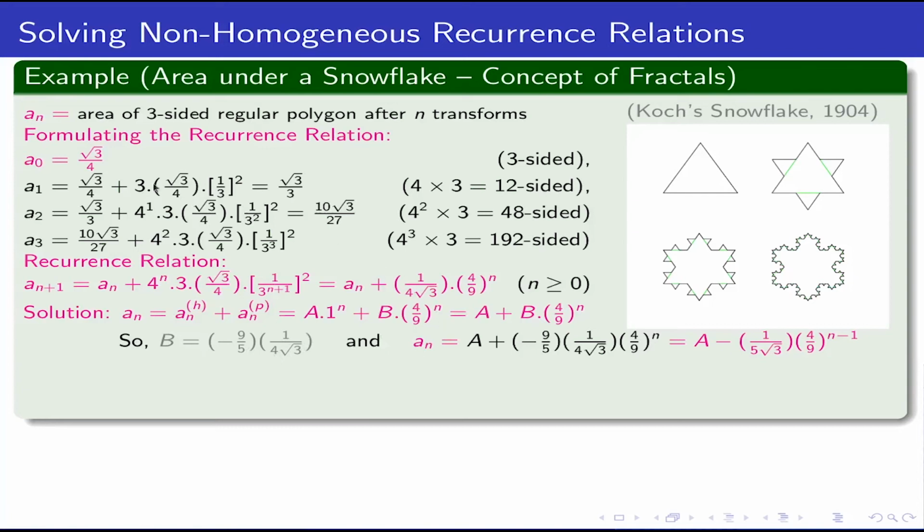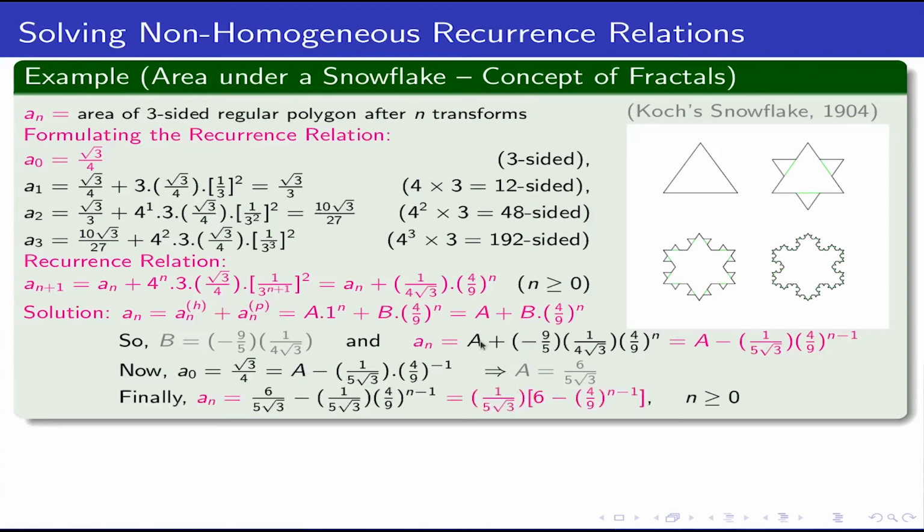And when I say that my initial condition a0 is √3/4, putting n equal to 0, it will be a plus b. So the final solution will be a plus b into 4/9 to the power n, simplified as a minus this one. And if you put a0, as I have just mentioned, you can get the constant value of a as well for the homogeneous part. So finally, a minus this is 6/5 √3 minus this, which is simplified as this. Now if you put n equal to 1, you will get this. If you put n equal to 2, n equal to 3, I have not computed it, just put n equal to 3 and get the result here.